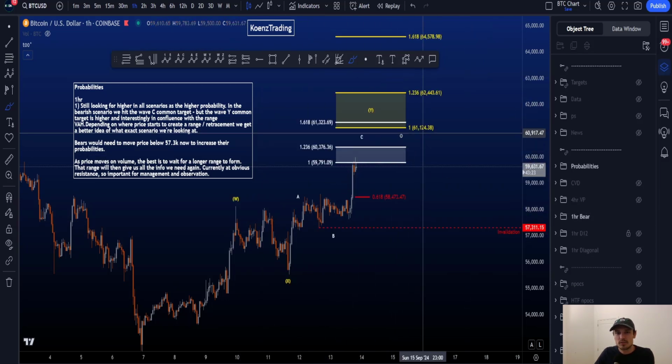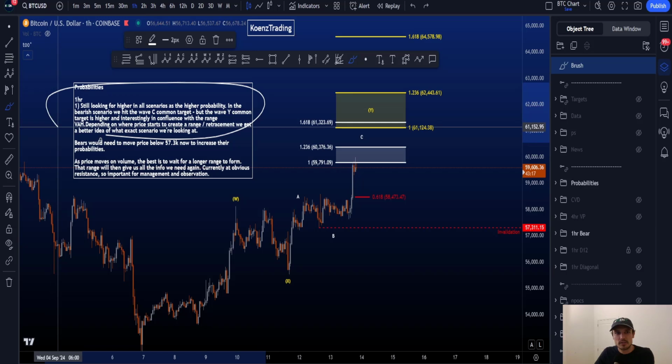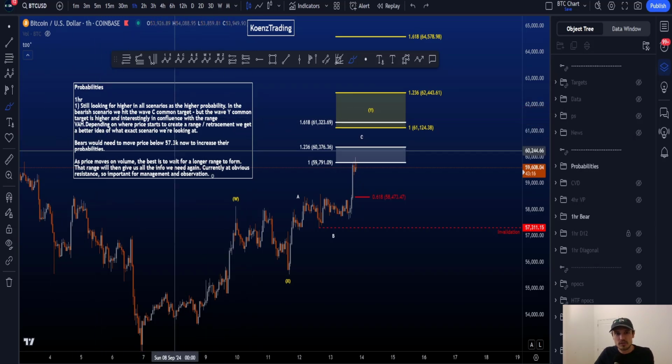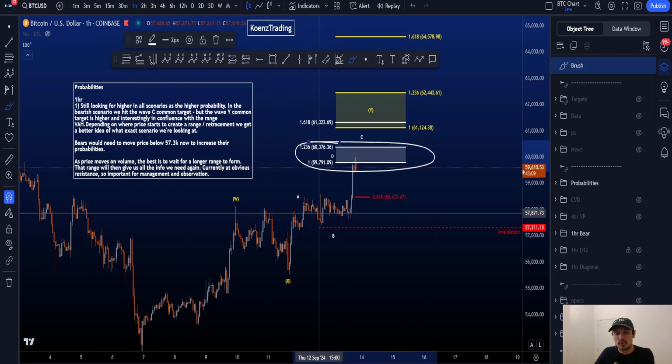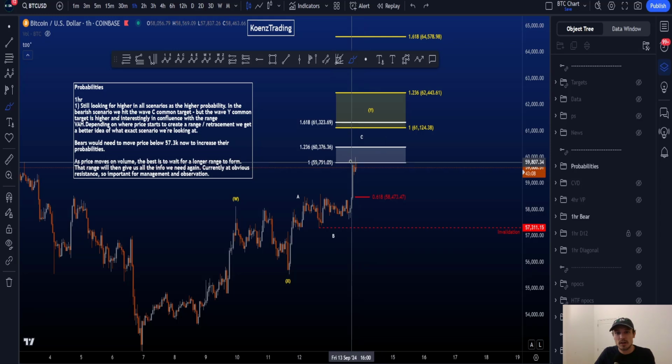And in the bearish scenario, you preferably hit the target area for a wave Y as well, which is also what I talk about over here. In the bearish scenario, the one that's on my chart right now, we hit the wave C common target area, which is the white box over here. So it is important to keep an eye on the current range that is forming here.